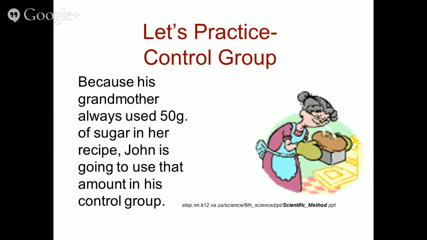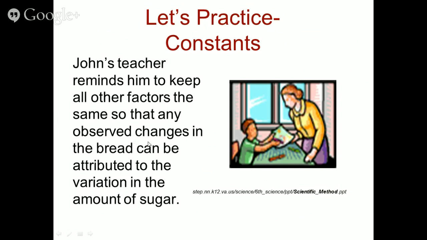Let's go back to John. Because his grandmother always uses 50 grams of sugar in her recipe, John is going to use that amount as his control group. John's teacher reminds him to keep all other factors the same so that any observed changes in the bread can be attributed to the variation in the amount of sugar.